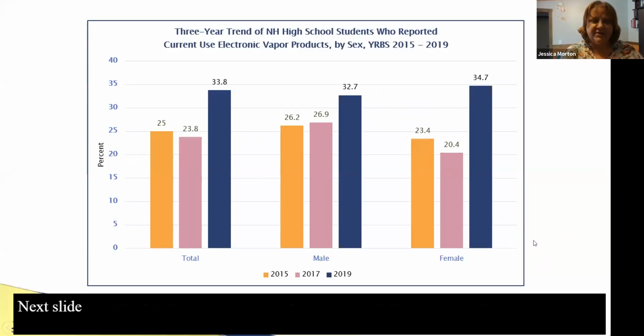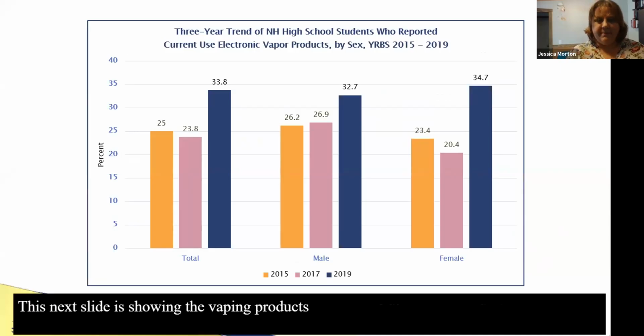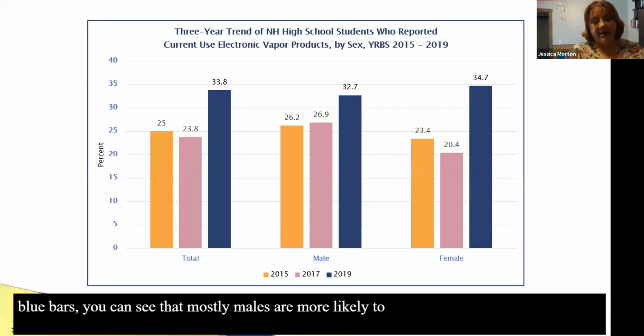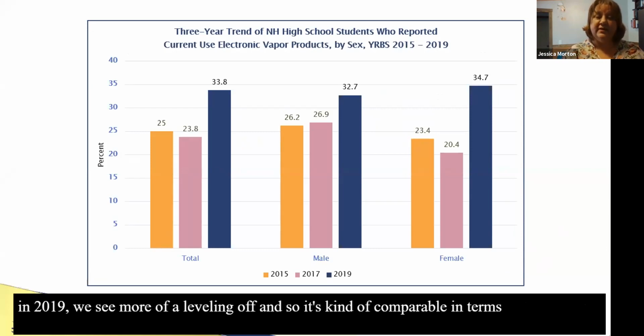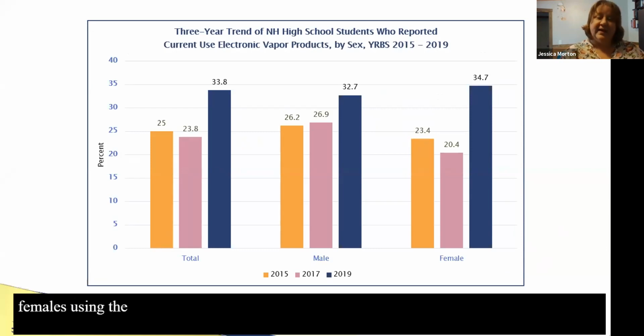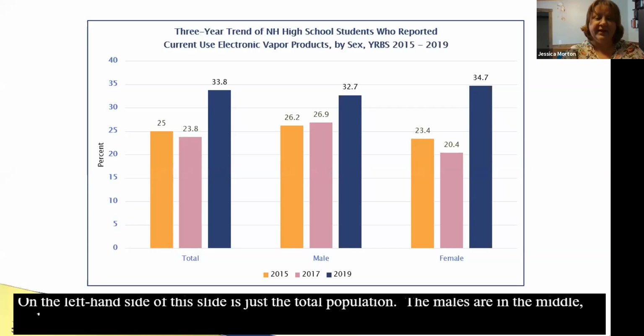This next slide is showing the vaping products by sex. If you eliminate the blue bars, you can see that mostly males are more likely to use vaping products. However, in 2019, we see more of a leveling off, so it's comparable in terms of males and females using the devices. On the left-hand side of the slide is just the total population. The males are in the middle, and the females are on the right, if everybody can see that okay.